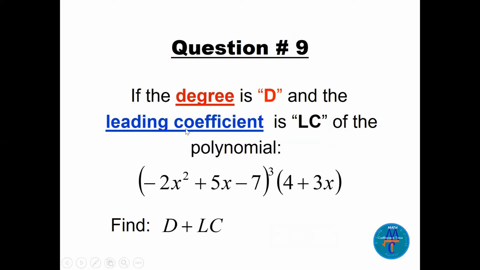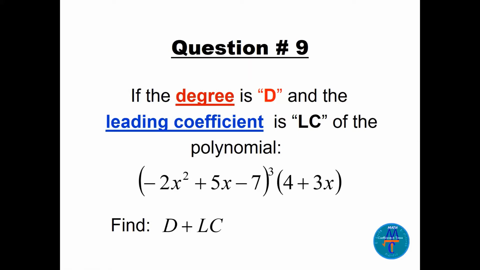So what do I need? In the answer here, let's call the degree D. Let's call the leading coefficient LC. D is a number, LC is a number. Let's add D plus LC, add them, it's another number. I know this is a tricky question.